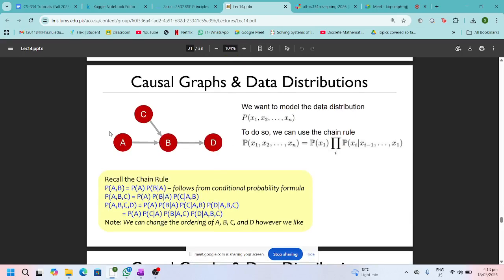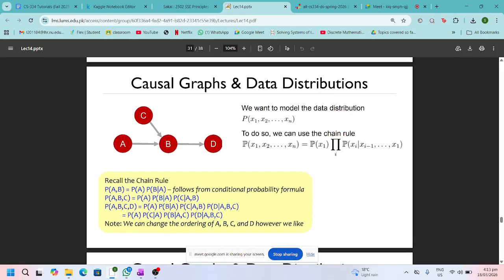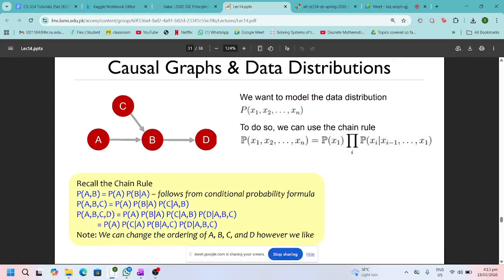When we try to state the probability distribution for the four variables A, B, C, and D, by default, this is what it comes out to be. As per the chain rule, this is how we state it. So I'm just gonna highlight this section here. Probability of A, B, C, and D equals probability of A times the probability of B given A, then C given A and B, and then D given A, B, and C.